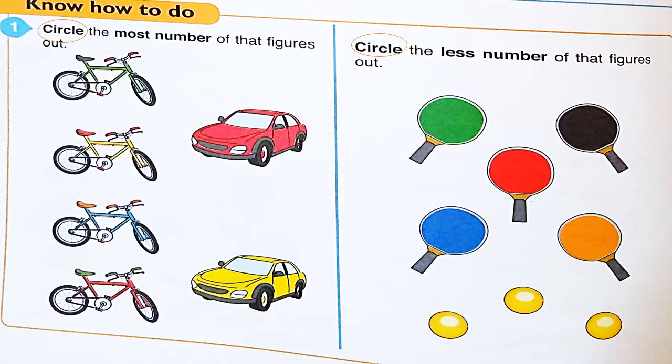1, 2, 3, 4. There are 4 bicycles. We write 4. Then we count the cars. Let's count. 1, 2. There are 2 cars. So we write 2. What is the most number? 2 or 4? Most means bigger. 4 or 2 is bigger. Of course, the number 4 is bigger. So we circle the bicycle.